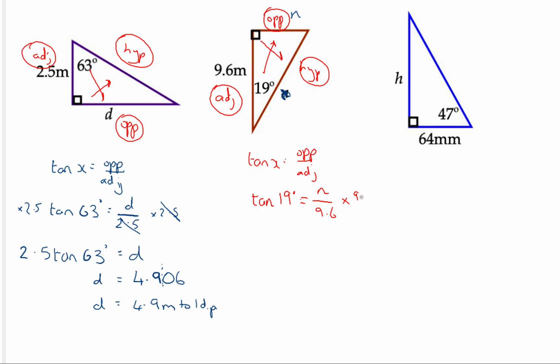So this time we have to multiply by 9.6. We've had a fraction that we multiplied it by. It doesn't matter if you're dividing by a decimal, you just have to multiply it by a decimal. So we've got 9.6 times the tan of 19 equals n, because they cancel out. So n is equal to 9.6 multiplied by the tan of 19 degrees, 3.3055, and so on. So if I round it to one decimal place, it's just 3.3. Check your units. Meters to one decimal place.